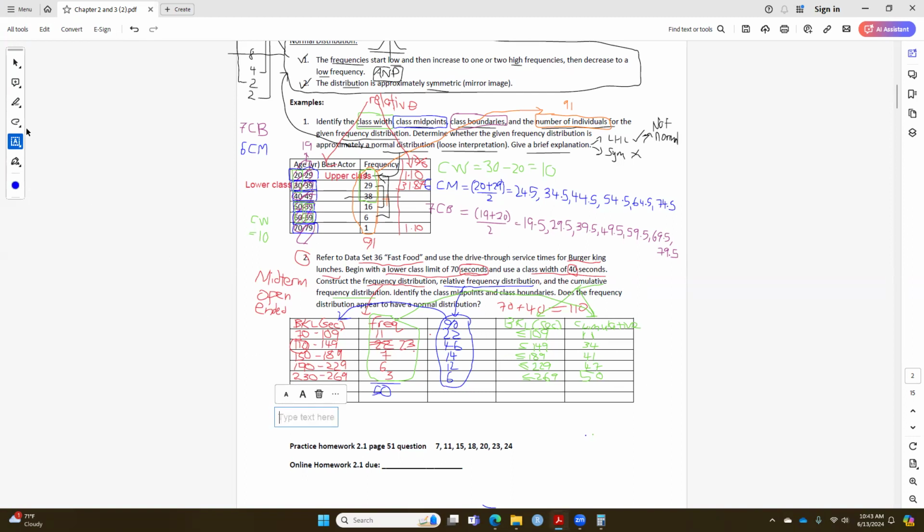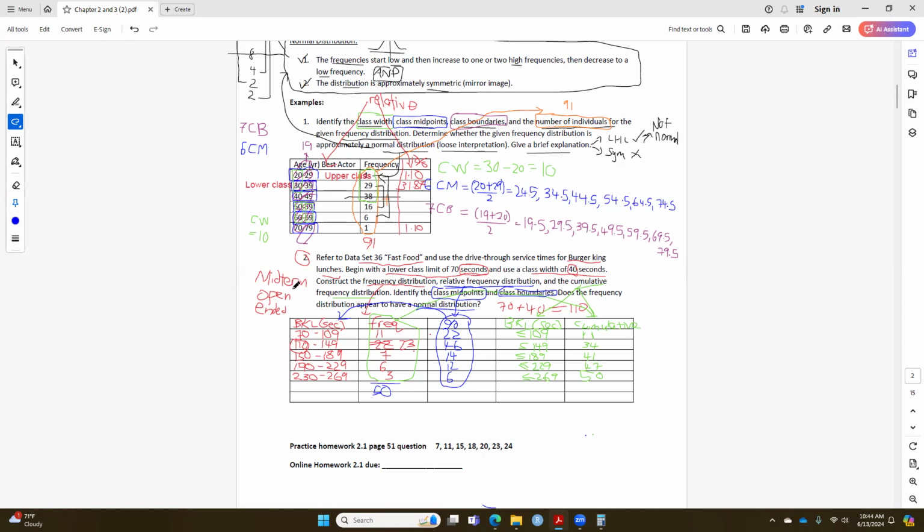Right, and if you continue reading, the question also wants you to figure out the class midpoints, the class boundaries, and the normal. Okay, so I'll finish up this question. If you remember how we found the class midpoint in the first question, the class midpoint, CM, is 20 plus 29 divided by 2, 30 plus 39 divided by 2. So you get all these class midpoints.